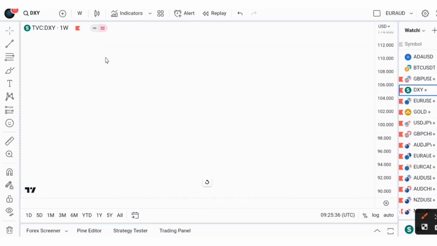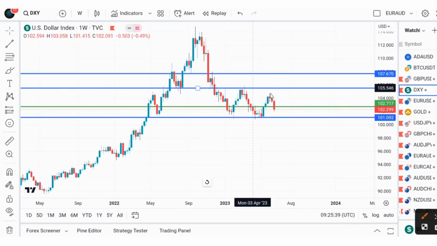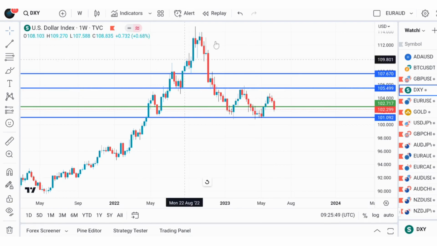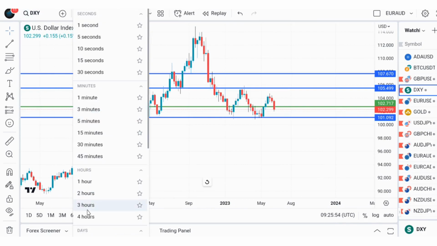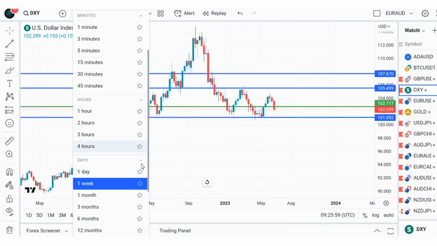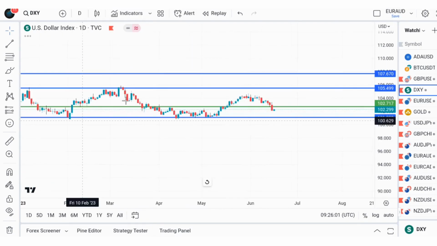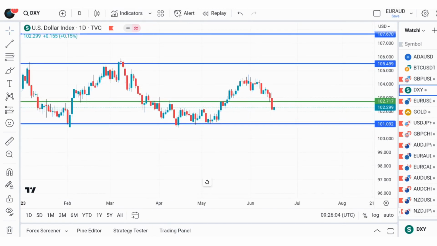Last week we saw the DXY decline from this area back below this particular level, with the economic activities still supporting US dollar weakness. So this week you might just see a retracement before we see the continuation to the downside in the DXY. So let's see how it goes right there.